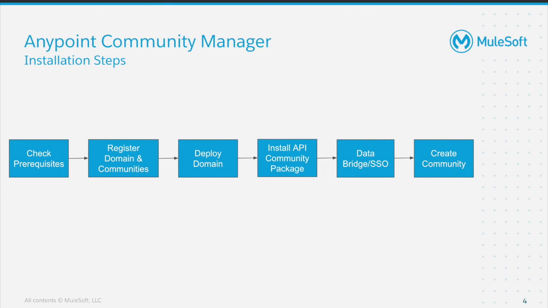Step number 4 is to install the API Community Manager package onto the Salesforce organization. This package has all the required artifacts that are necessary to make the API Community Manager talk to the Anypoint platform. Talk to your Anypoint account manager to get the installation link.